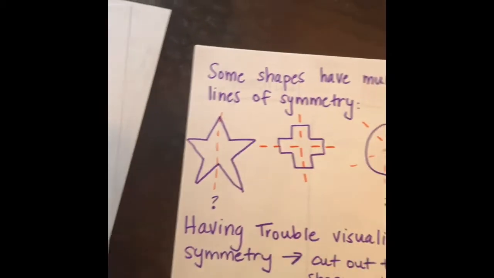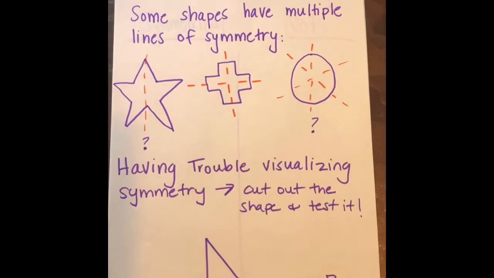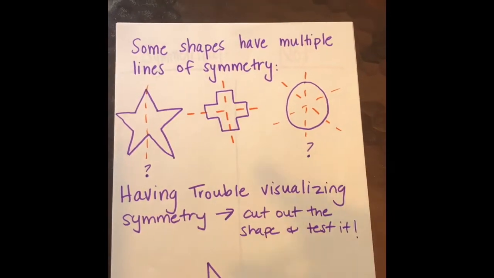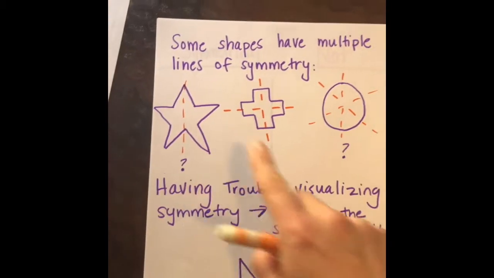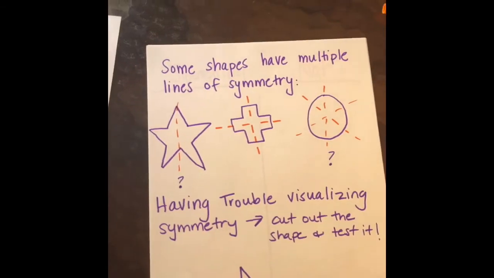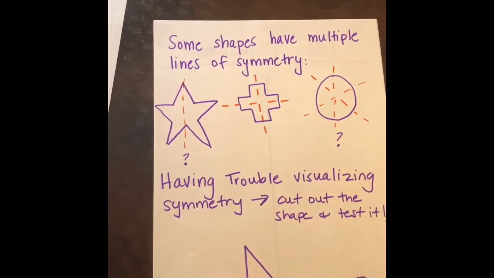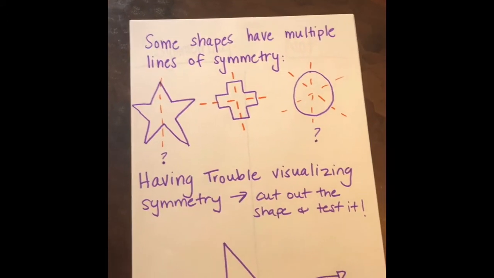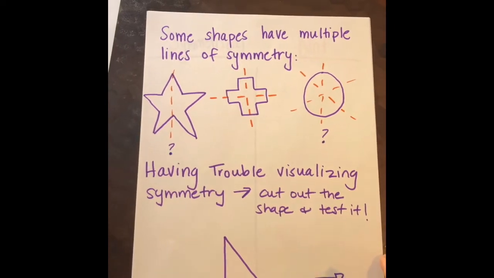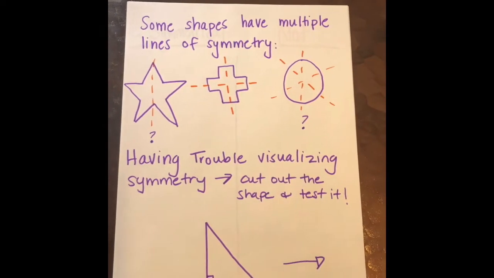Something like a star, depending on how it's drawn, it can match at least one way. So just make sure that you take into consideration for images like stars, how it's drawn, if the points of the star match, how many points of the star there are. With something like a 5-pointed star, there's most likely only going to be one line of symmetry. With something like an 8 or a 6-pointed star, you potentially have more because you could match both points on each side.